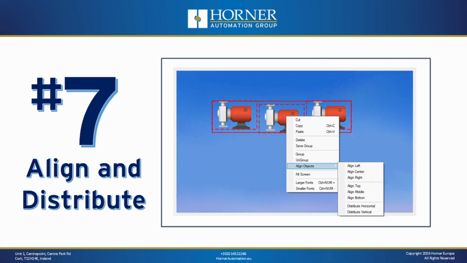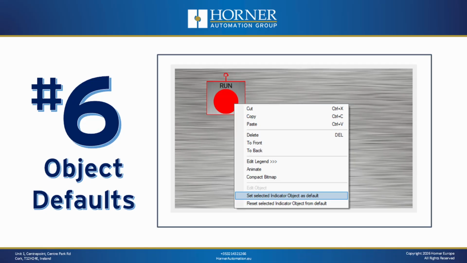At number 7, we have Align and Distribute. When you have a number of objects placed randomly around your screen, you can save time in organizing by simply selecting them all and right-clicking to align objects. This feature allows you to align all objects however you want, or distribute them evenly along the horizontal or vertical axis.